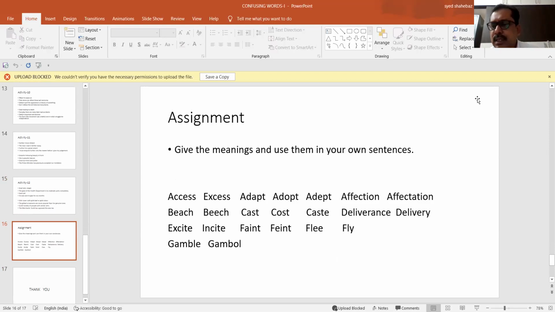So in the assignment section, we have words. Give the meanings and use them in your own sentences. So this is the assignment. Let us solve.